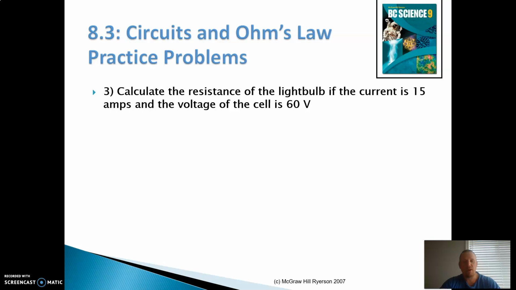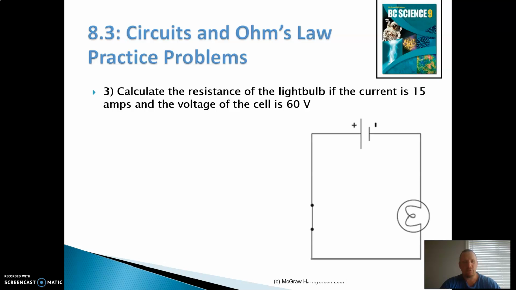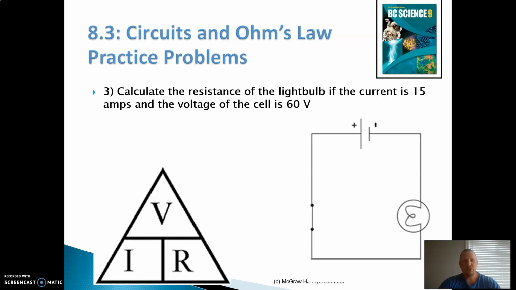Okay, and we'll try one more problem. Calculate the resistance of the light bulb if the current is 15 amps and the voltage is 60 volts. So we know we want to calculate the resistance, so we know we have to go voltage divided by current. So 60 divided by 15 equals 4 ohms.